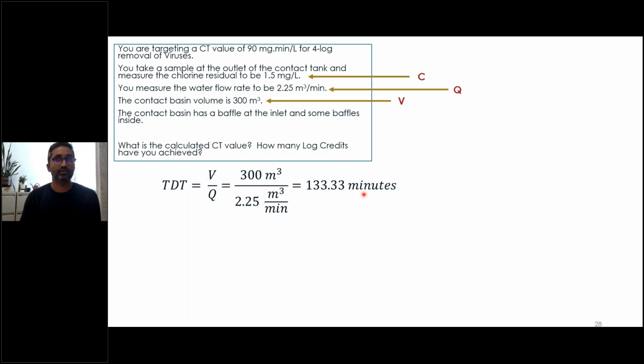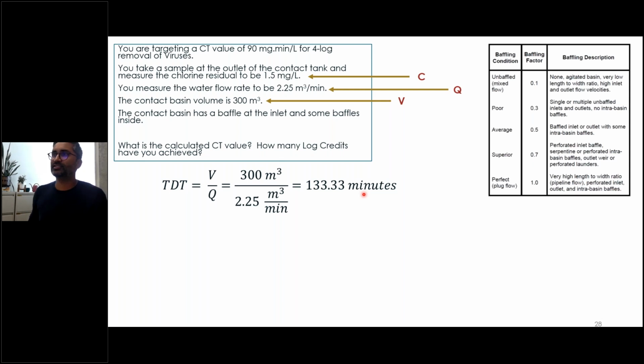So right away, we can use our V and our Q to calculate our theoretical detention time. So we take that 300 cubic meters, divide out the volumetric flow rate, 2.2 cubic meters per minute. That gives us our theoretical detention time, 133.33333 minutes.